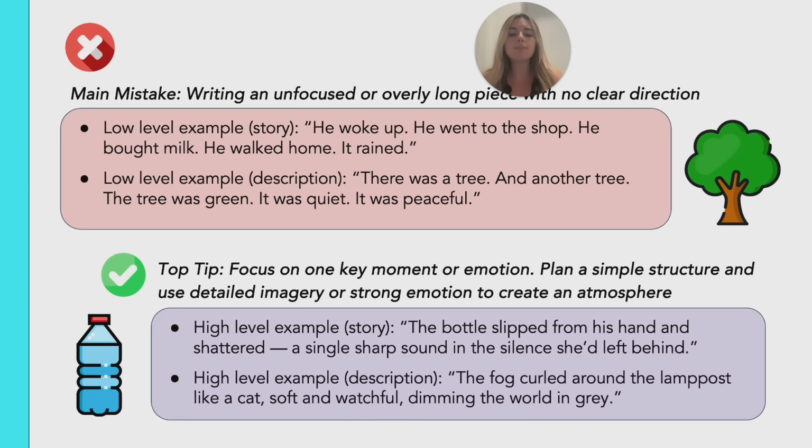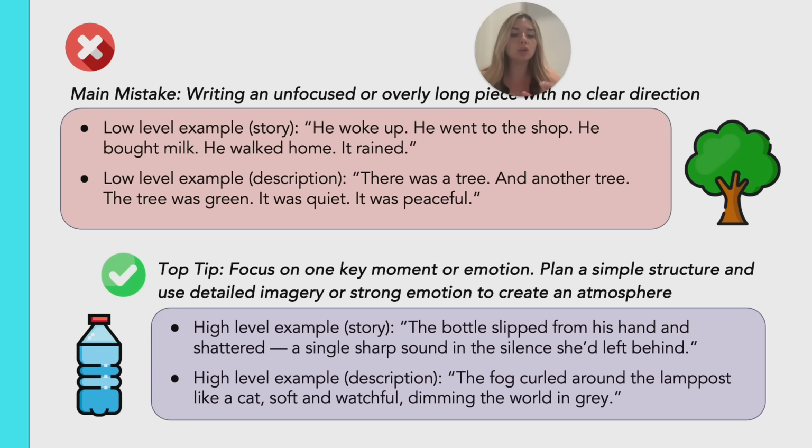Now with the description: the fog curled around the lamppost like a cat, soft and watchful, dimming the world in grey. So you can see that it's added with purpose. The fact that I've said around the lamppost like a cat, it gives an image in my head. If you thought about that, you could imagine a cat being wrapped around a lamppost. So it's giving an image in the reader's mind, so it's done for effect.